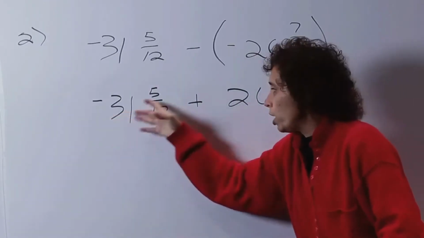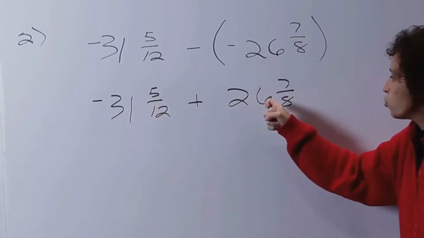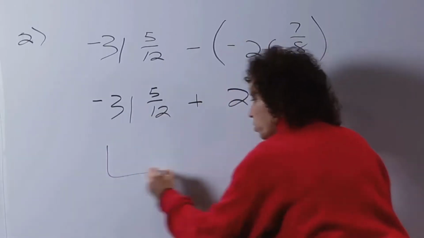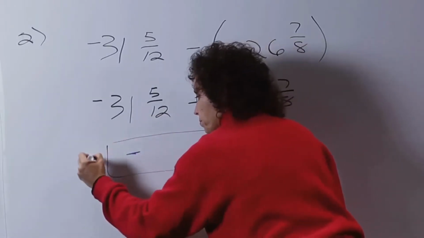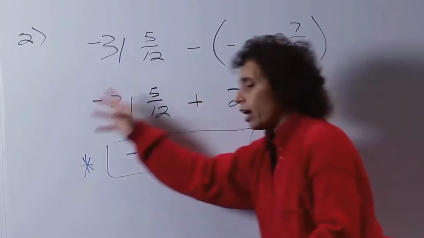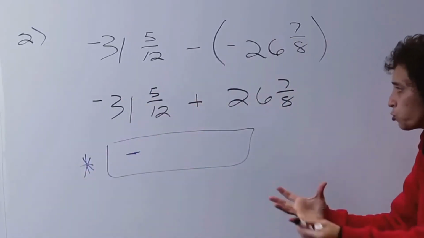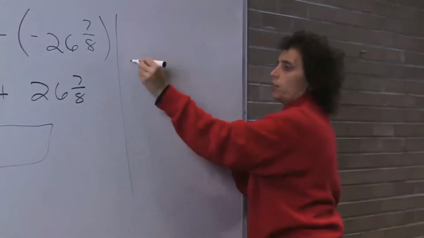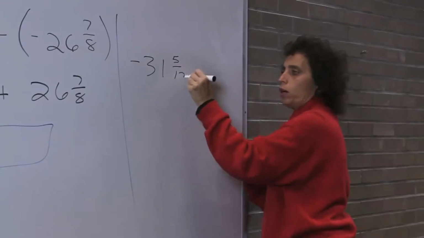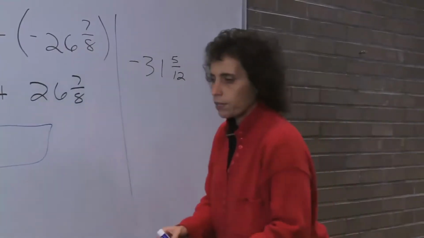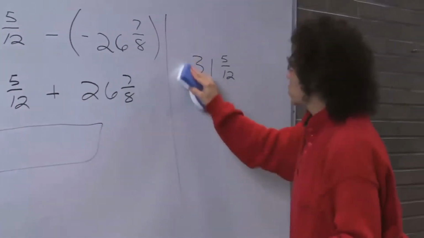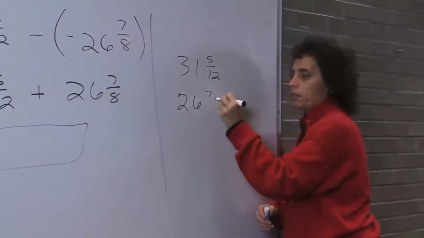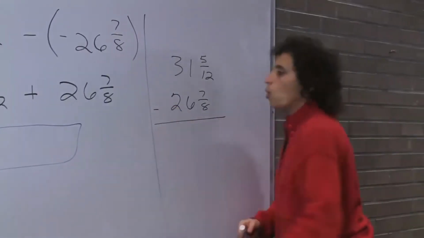I owe you 31 and 5/12. I have 26 and 7/8. I owe you more than I have, so the answer to this problem is going to be negative. But I paid you, so I owed you some money. I'm paying you some money, so I'm going to have to subtract. Remember to put the bigger number on top. So here we go. 31 and 5/12. In fact, I'm not going to write the negative there, because I don't want you to lose sight of what we're doing. Okay. 26 and 7/8. But we're subtracting because I paid you some money off of what I owed you.